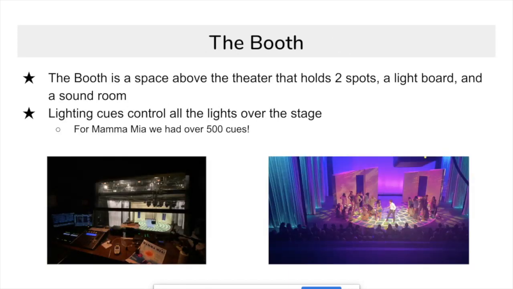And the booth is where all this lighting control happens. So the booth is a space above the theater that holds 2 spotlight rooms, a light board, and a sound room. And lighting cues control all of the lights over the stage, on the ground. Any lighting used is controlled by our light board. And for the most recent show that we did, Mamma Mia, we had over 500 cues, which is a ridiculous amount of cues. And it was really fun, but it was a lot of cues to manage.